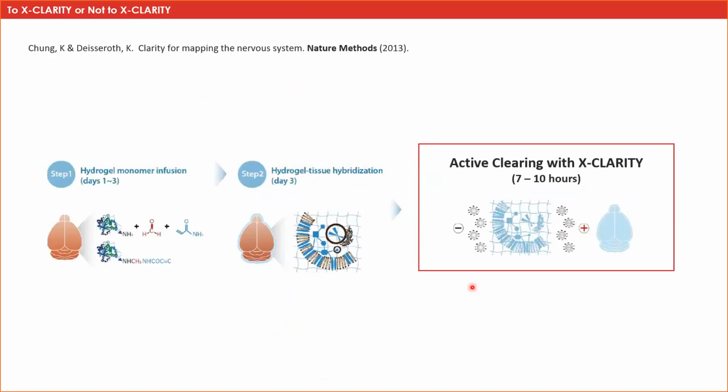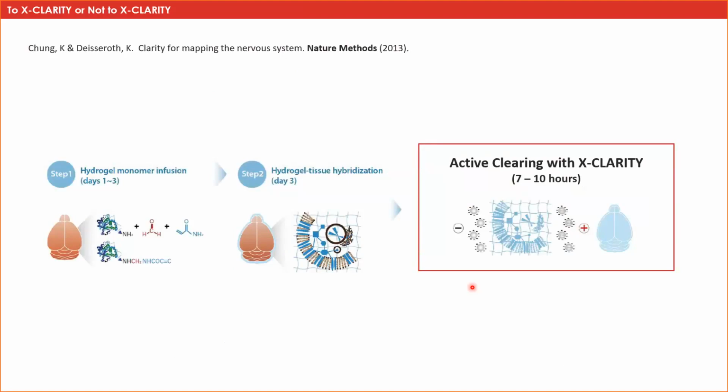The Clarity method takes advantage of the fact that a hydrogel, in this case acrylamide, can be infused through a biological tissue and then polymerized. The polymerized hydrogel acts to maintain a tissue's macrostructure. The lipids are removed either passively or actively using a clearing buffer made of SDS.